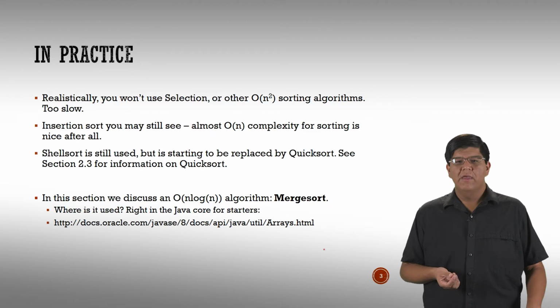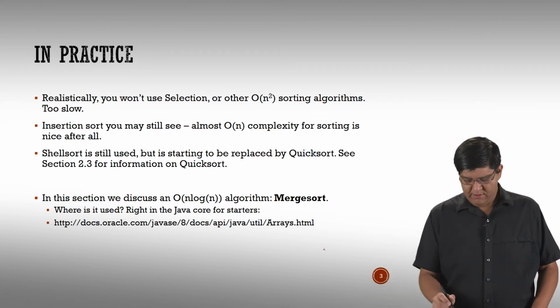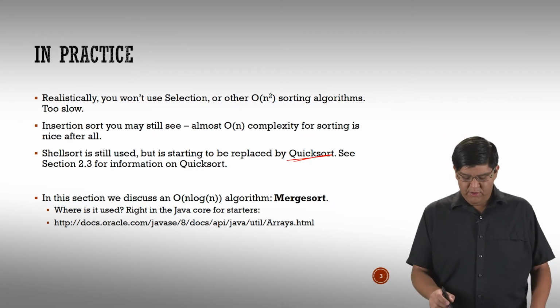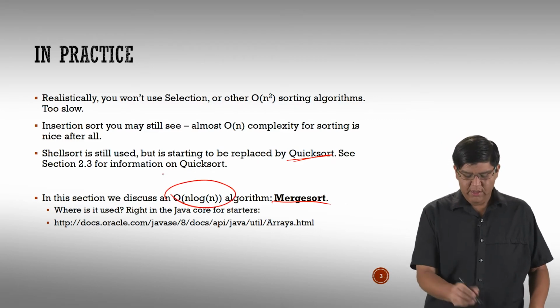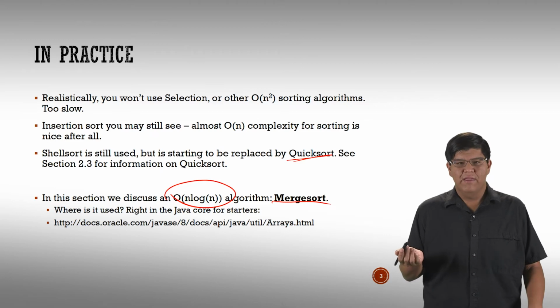What's more common is using two algorithms. One is called quicksort, which you may have heard of. The other one is merge sort. Both of these act like O of n log n, and that's significantly better than n squared. So instead of quadratic, we have linearithmic time. That's very, very nice.